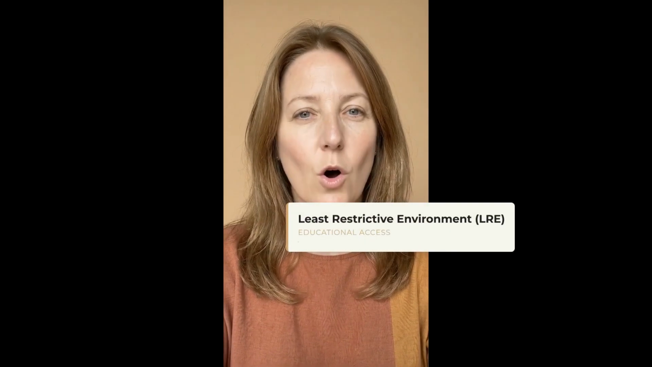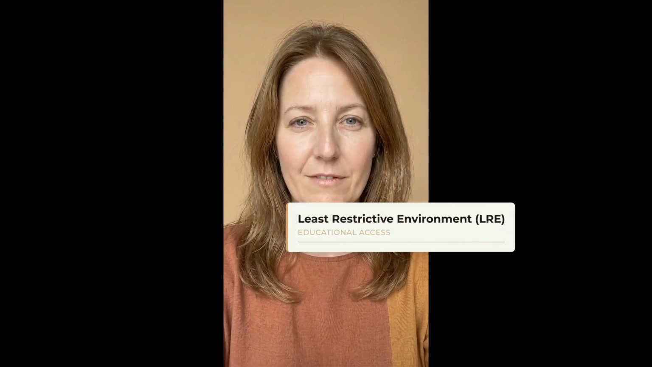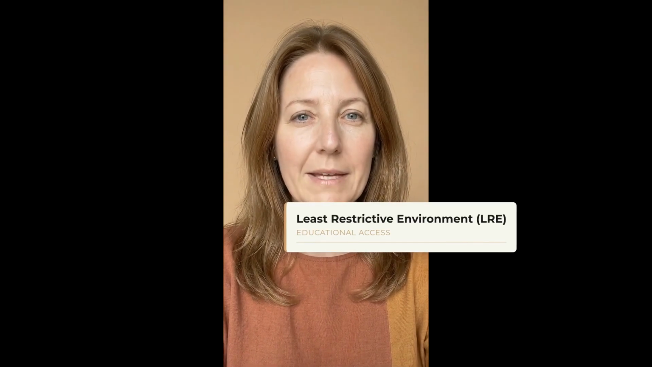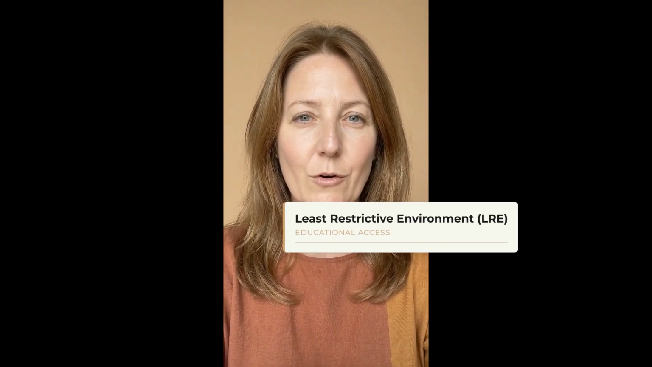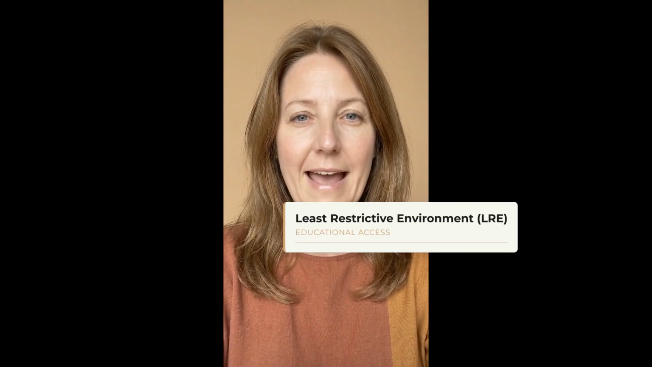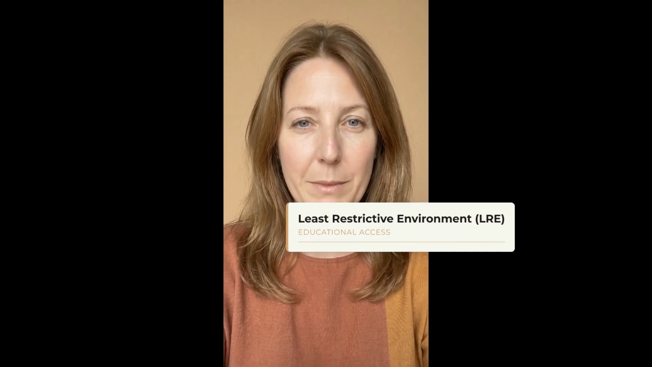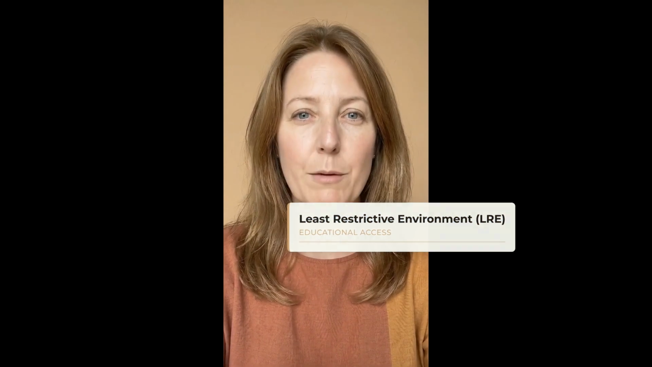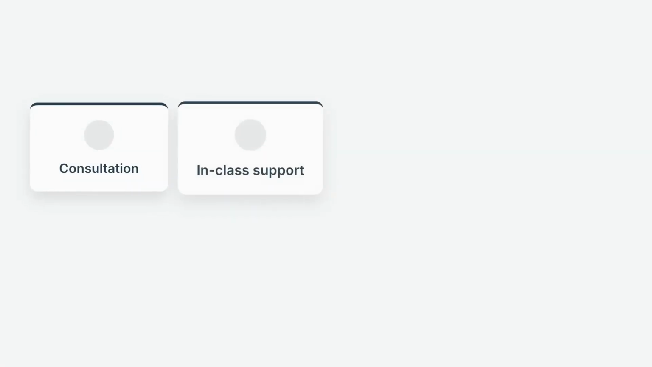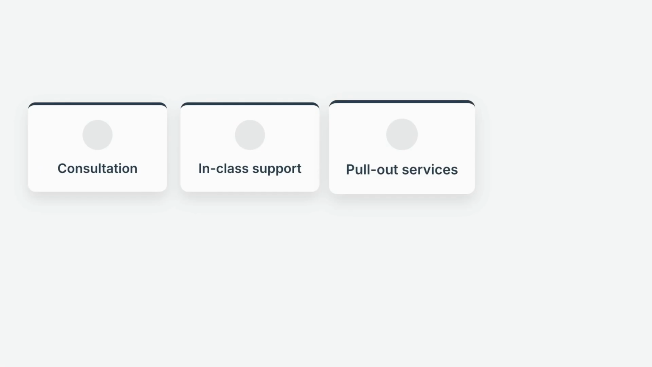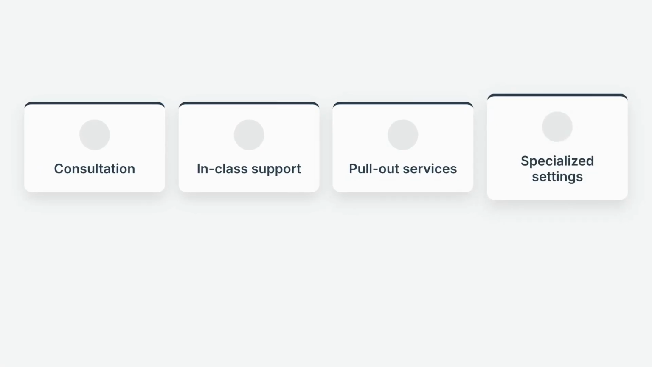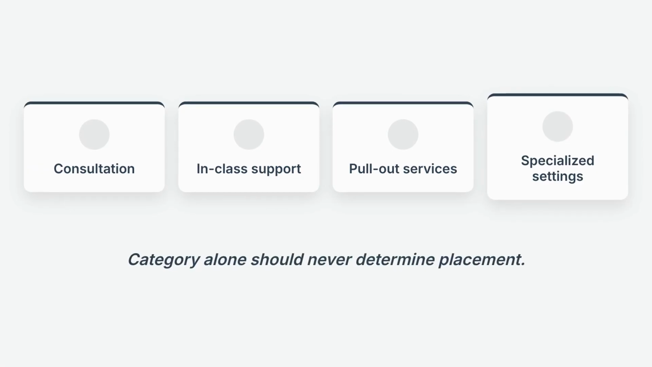Placement decisions must also begin with the least restrictive environment. That means we do not begin by asking where students with this category usually go. We begin by asking what supports would allow this student to be educated with non-disabled peers to the maximum extent appropriate. Some students need consultation. Some need in-class support. Some need pull-out services for specific instruction. Some need specialized settings for part or all of the day. But the category alone should never determine placement.